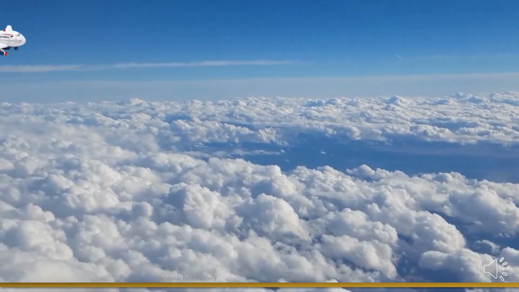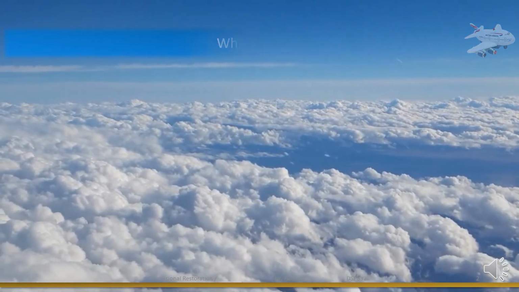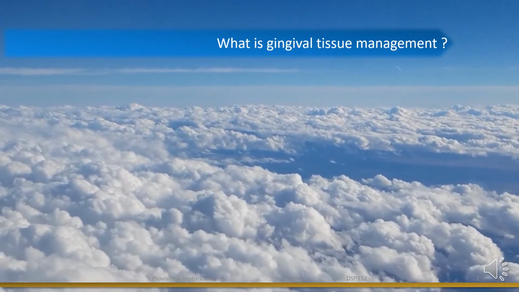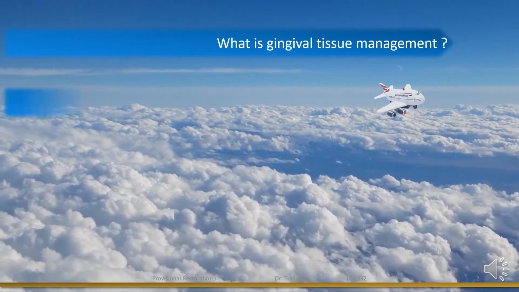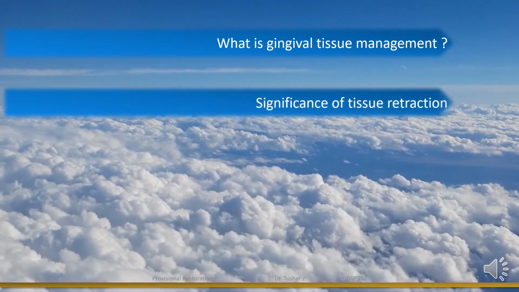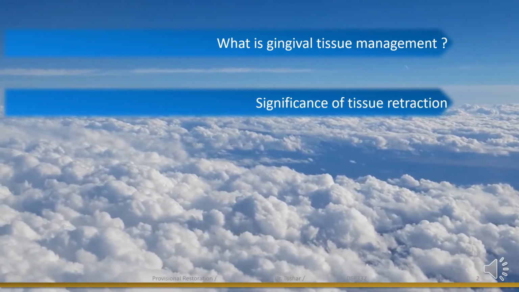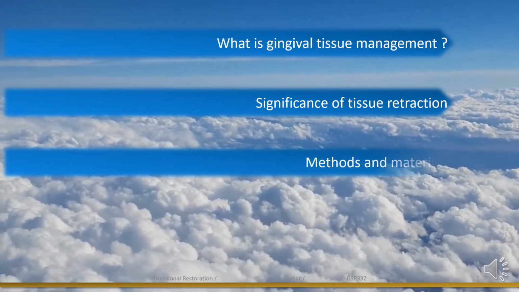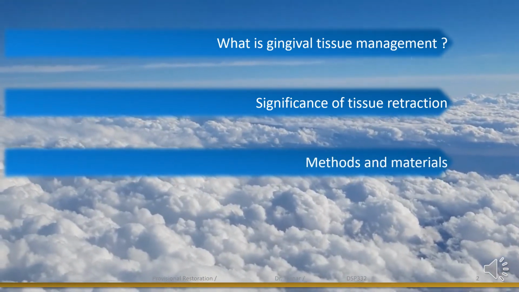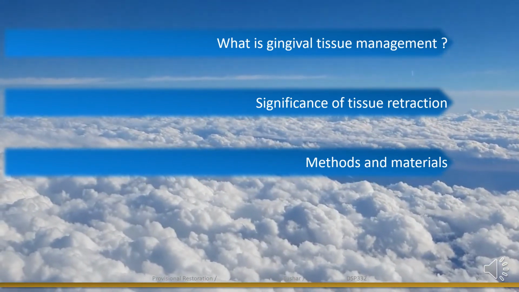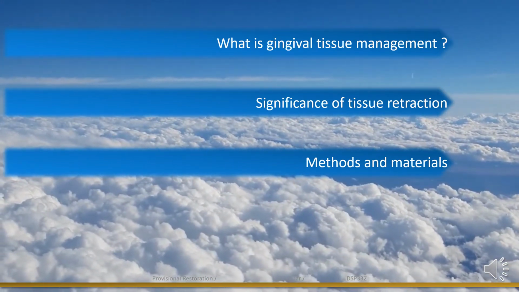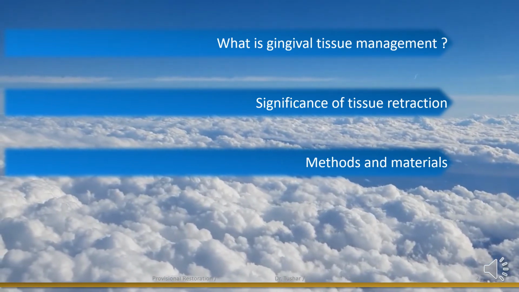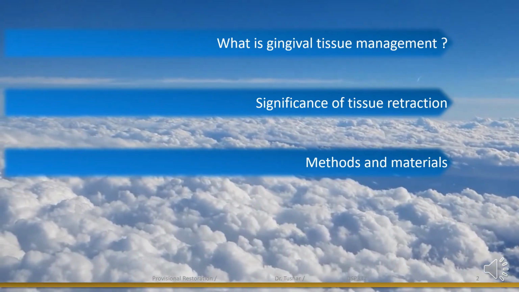We are going to see what the meaning of gingival tissue retraction is, why we need it, what its significance is, and why we do it. Then we are going to see the methods and materials, because we have the mechanical method and the chemico-mechanical method. We will be using some materials and some instruments, and we are going to look at all of that.